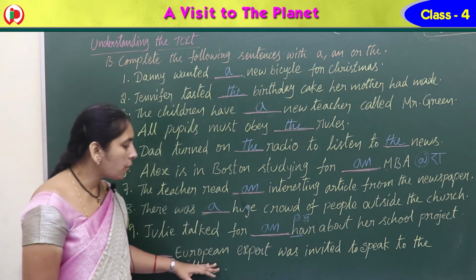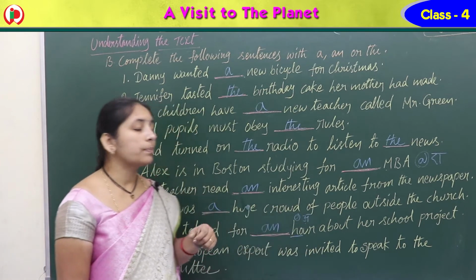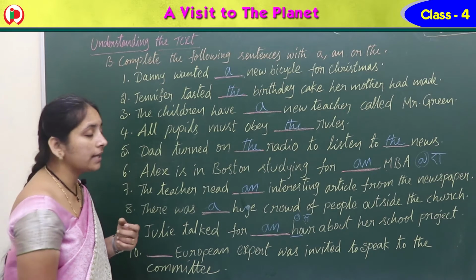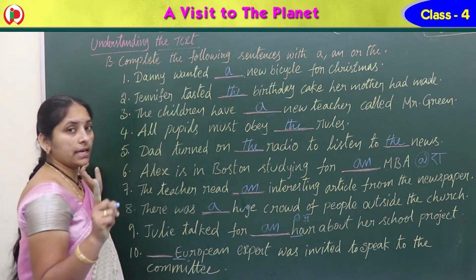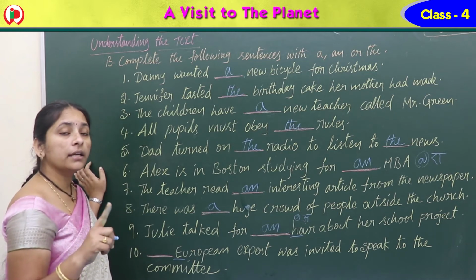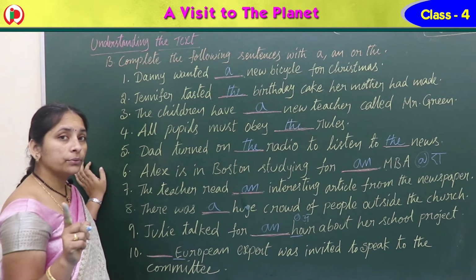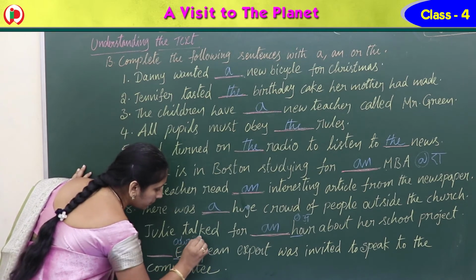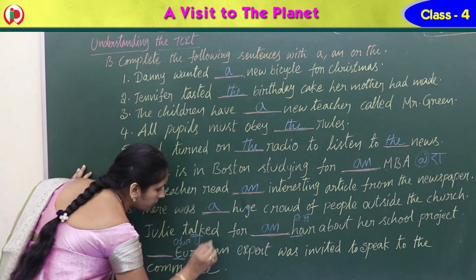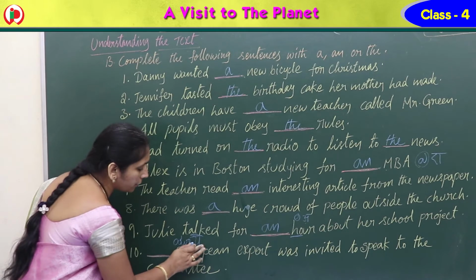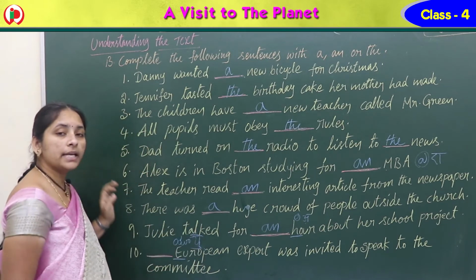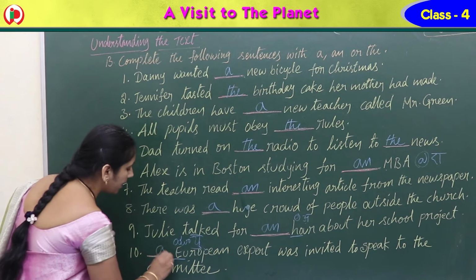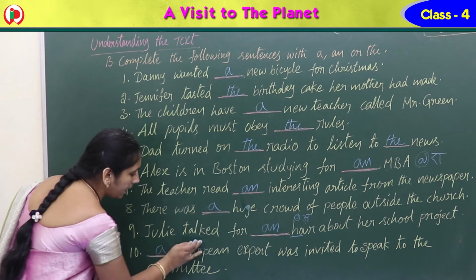Next one. Dash European expert was invited to speak to the committee. Here also, what do you get? An European? Oh, good. But here, see the sound. E is there, a vowel is there. Very good. But what sound are you getting? European, yu. U means in Telugu, if you take it like this, it is a consonant sound. Then we should write a European. So here we should write a European.